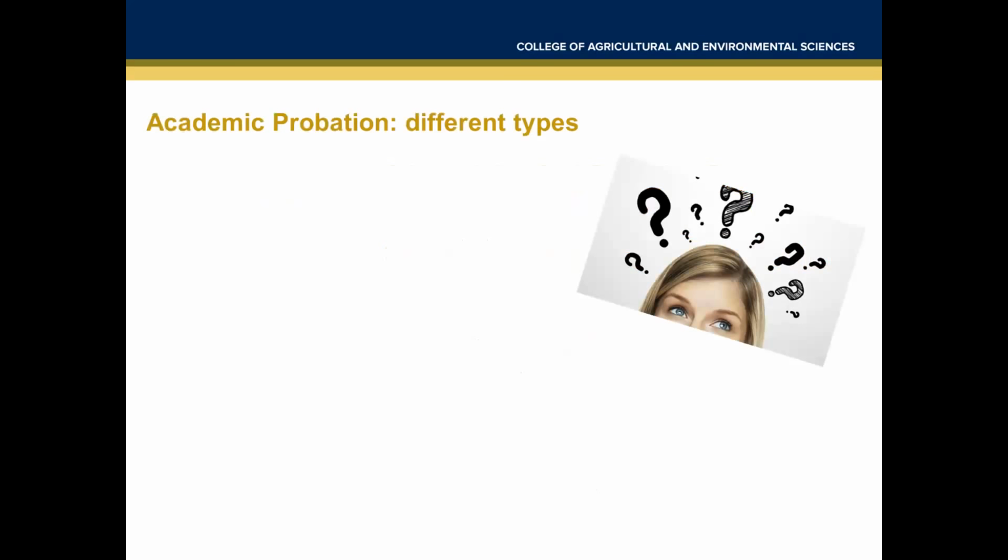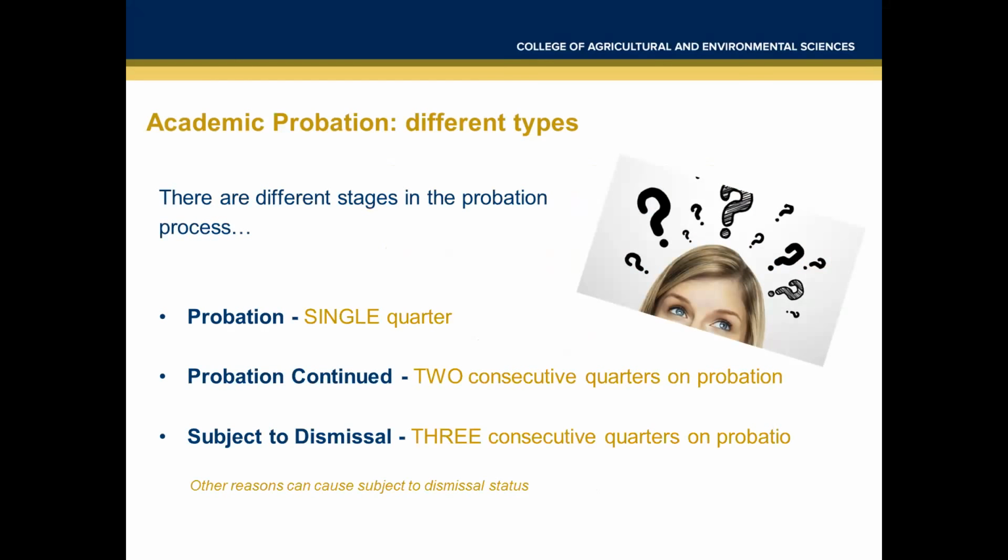So let's talk about the different types of academic probation. There is probation for a single quarter when you're not meeting the academic requirements for grades or for units. There's probation continued when you have 2 consecutive quarters on probation. And then there's subject to dismissal, which is 3 consecutive quarters on probation. There's other reasons why you may fall into subject to dismissal status. You'll also hear people refer to it as subject to disqualification status.